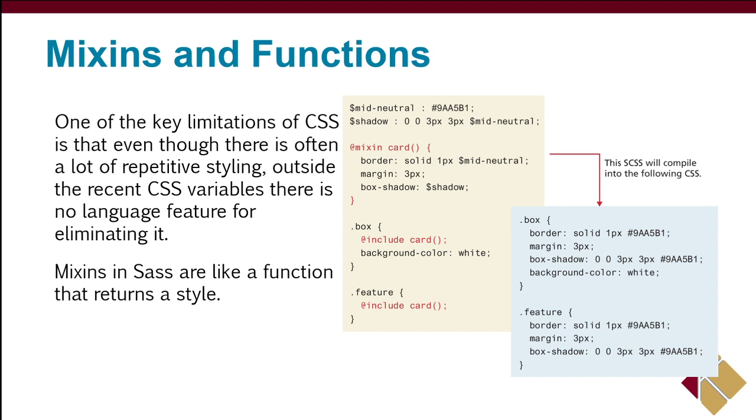But your mix-in is a border and a margin and a box shadow. And yes, use those variables in there, but it basically sets up that declaration that you can use again and again and again. So we add that to box, and then we include it in feature. And then when it compiles, it's going to show what's in the blue box there. So instead of having to write that out over and over, it puts those in.